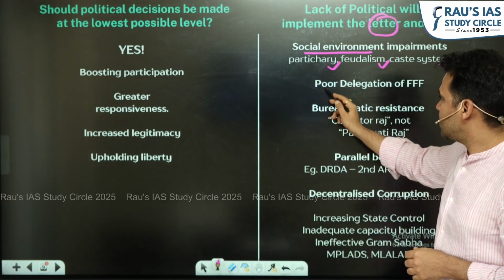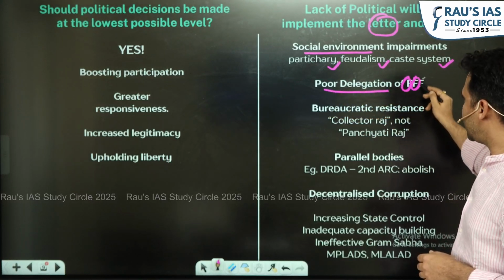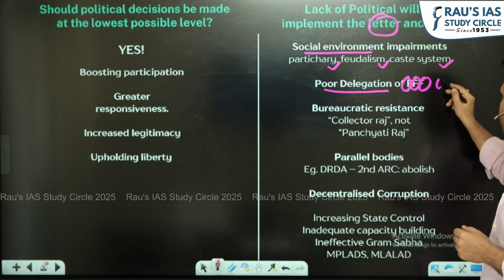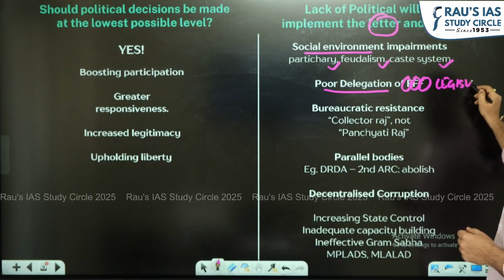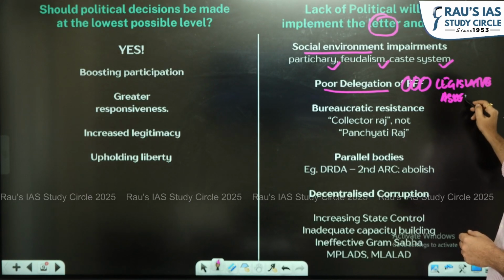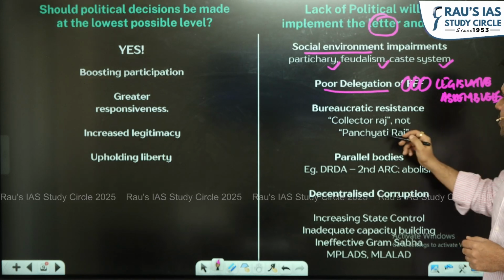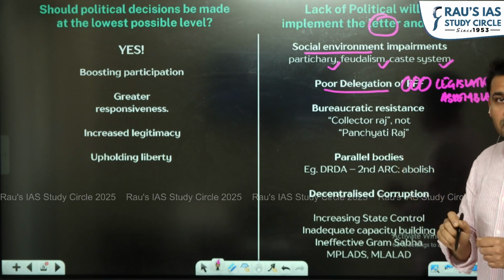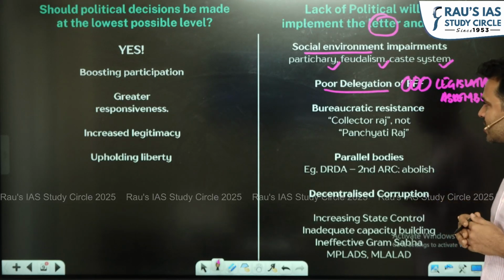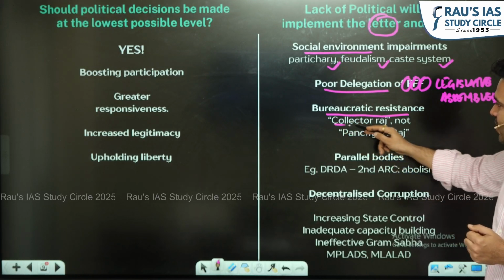Similarly, there is a poor delegation of the 3 Fs, which is funds, functions and functionaries, because the authority lies with the legislative assemblies. It is up to the states to determine which kind of power and to what extent they will be exercised by these rural bodies. When they passed their laws, they did not equip the local government with enough powers. At the same time, there is a huge bureaucratic resistance in terms of collector Raj.